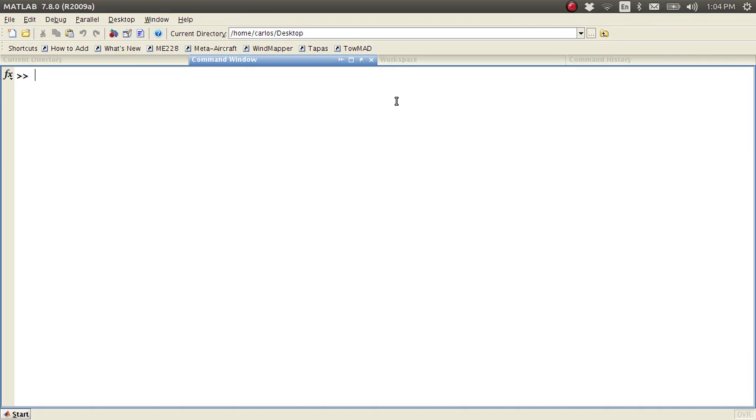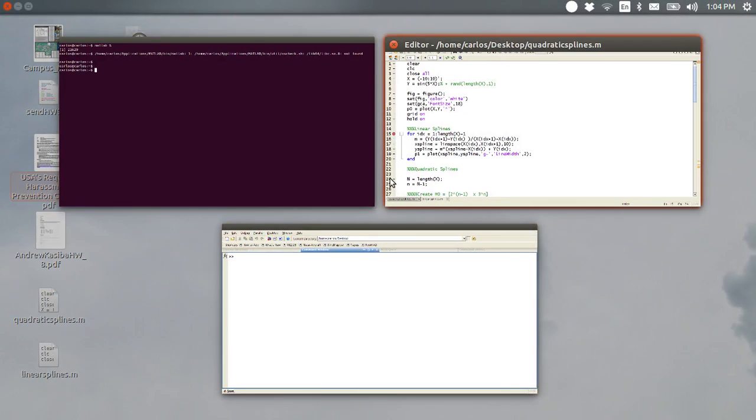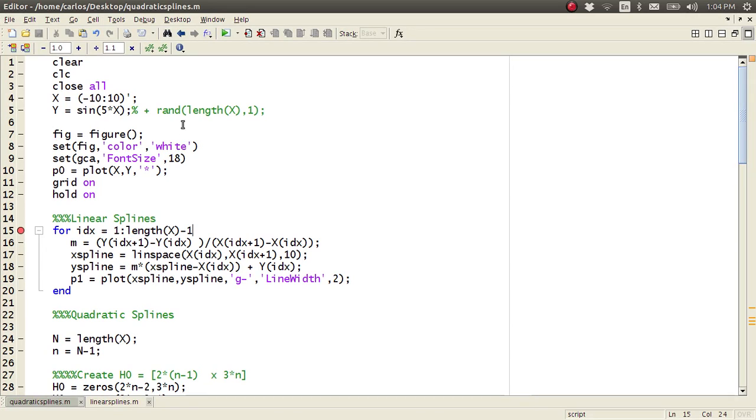Okay, so for this screencast, we're going to do something called quadratic spline. If you watch my other video, I did one on linear splines, and I'm going to step through linear splines very quickly here. I've already have this coded.